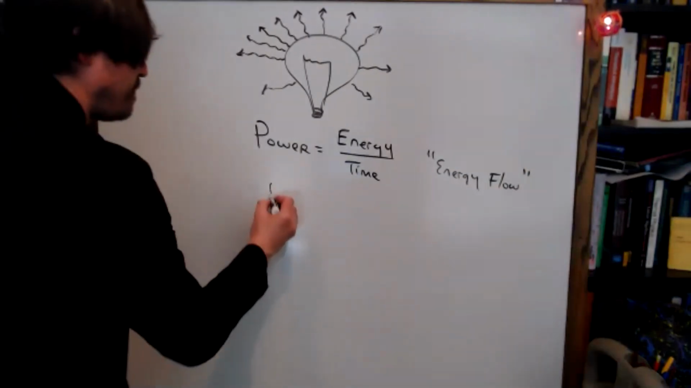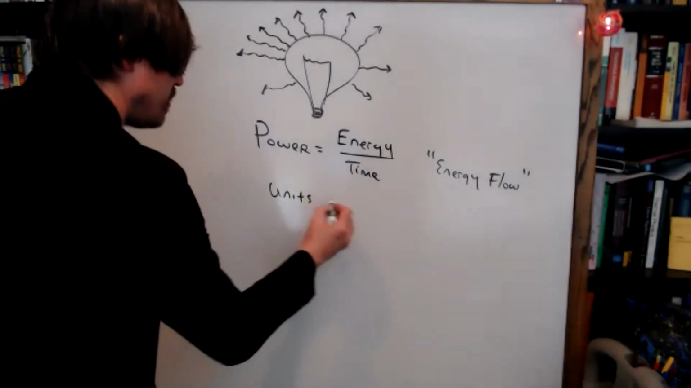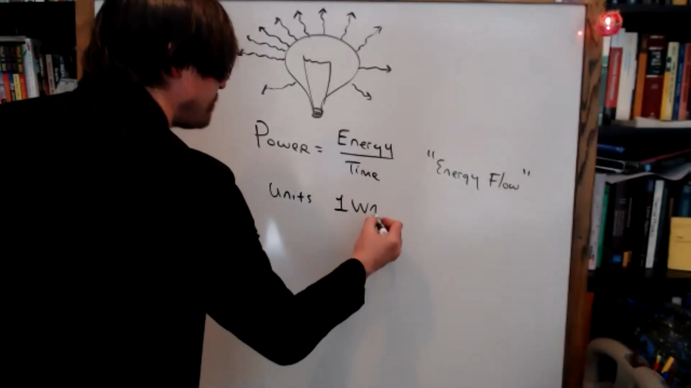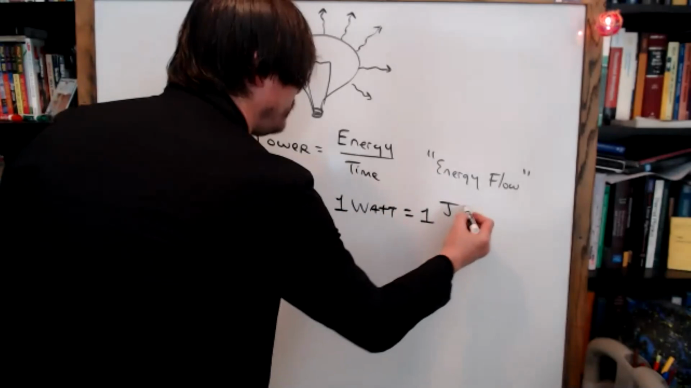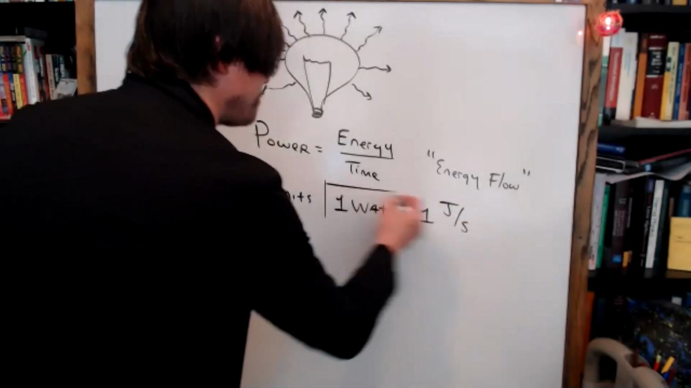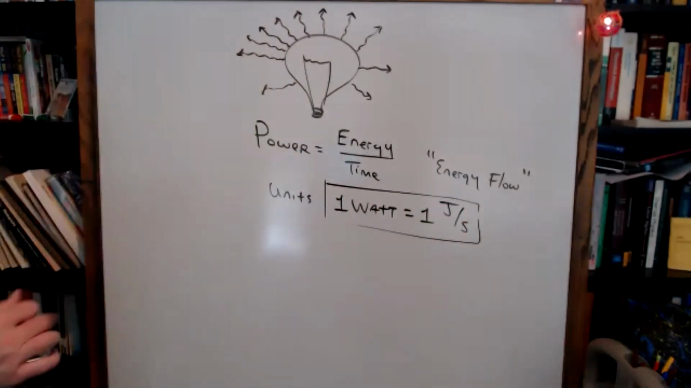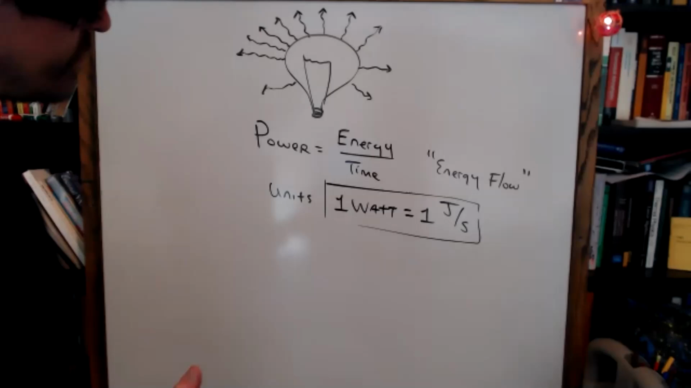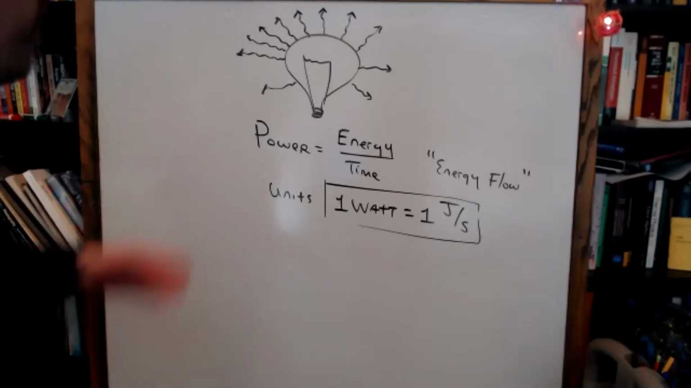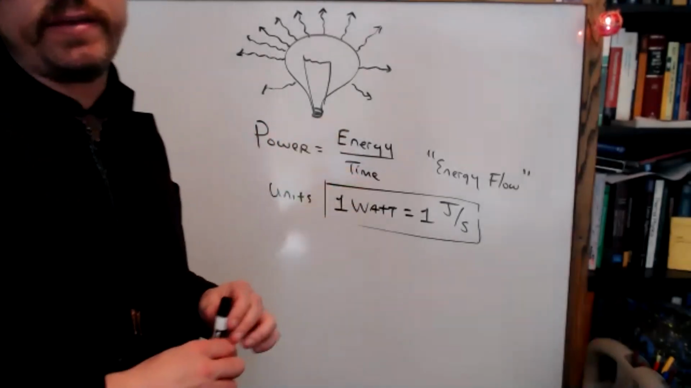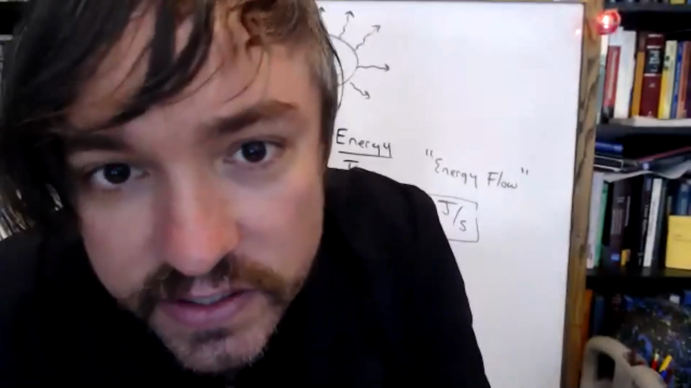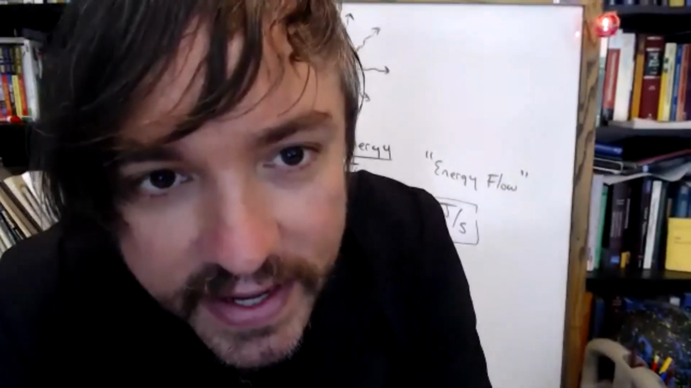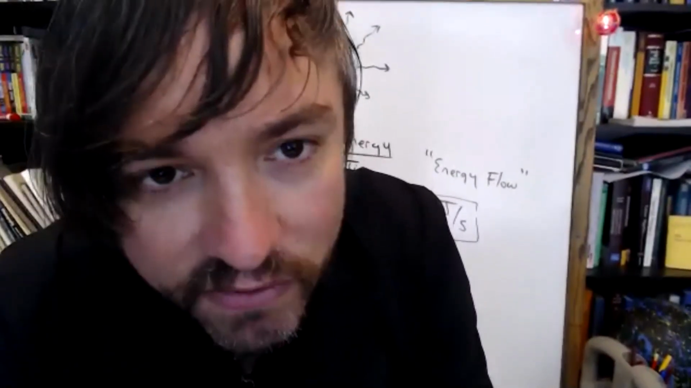The units of power are the watt. 1 watt is defined as 1 joule per second. We saw that in our class today. Of course, anything that has energy in a unit of time can have a power associated with it. That includes hair dryers, guitar amplifiers. Even your body has a power requirement.